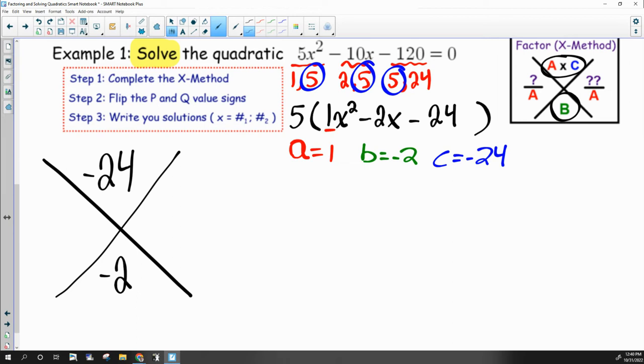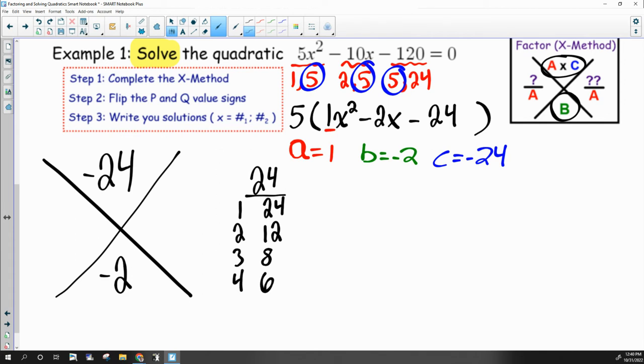But just to help us reduce the number of things we have to try, we write our top number off to the side, and we write down all of its factors. It's got to be one of them. 1 and 24. 2 and 12. 3 and 8. 4 and 6.